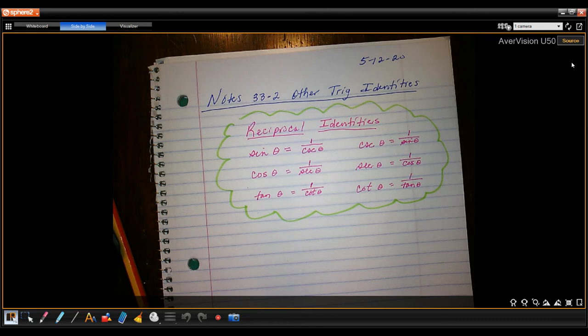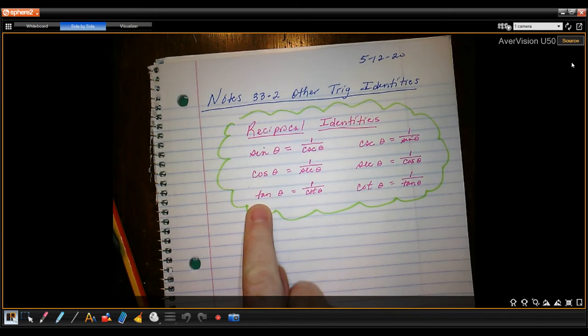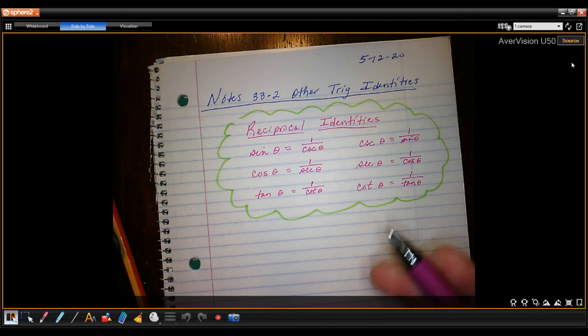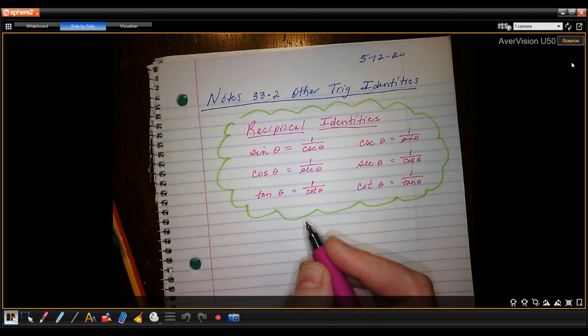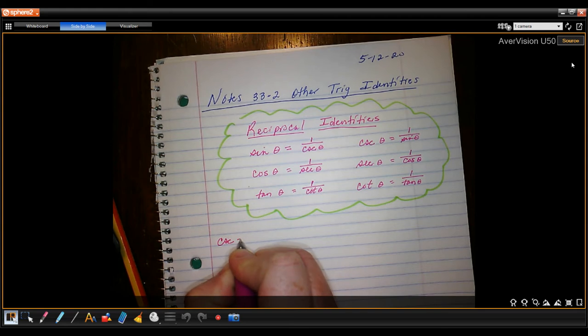The first basic trig identities we're going to talk about are the reciprocal identities. You see I've already written them here, so you can pause the video and write them down very quickly. Sine, cosine, tangent are trig functions that you've already learned in geometry. And then I would think in geometry you've already learned cosecant, secant, cotangent, I believe. So you can write this down.